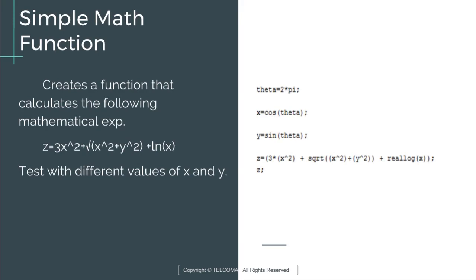Here you just create a function that calculates the given mathematical expression, that is z equals 3x square plus square root of x square plus y square plus natural log of x. Now test this function with different values of x and y. I have taken the value of theta equals 2 pi and the values of x and y as cos theta and sin theta respectively. Then I have merged those values of x and y in the equation of z, and then calculated the value of z.